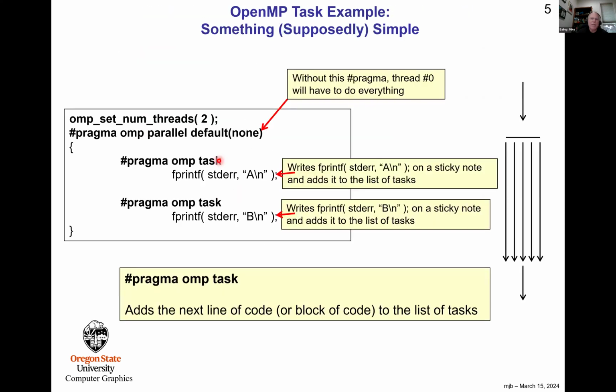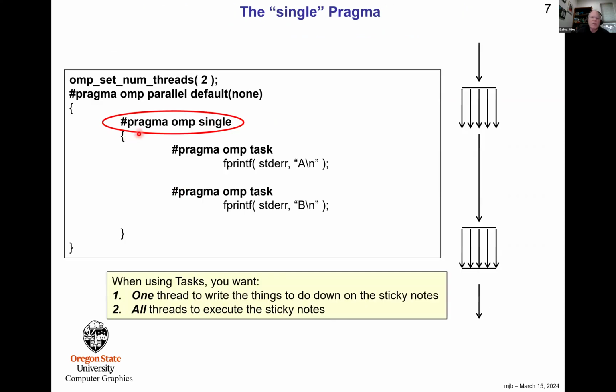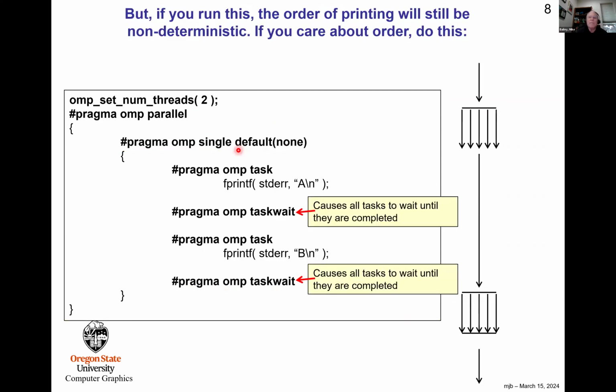Whereas back here, both threads were creating the task. Both threads were writing on the post-it notes. That's why we had two post-it notes that said A and two that said B. But if we restrict it to a single thread, now only one thread needs to write the post-it notes, but all threads can start plucking post-it notes off the wall and executing them. Okay, if you run this, the order of printing will still be non-deterministic.